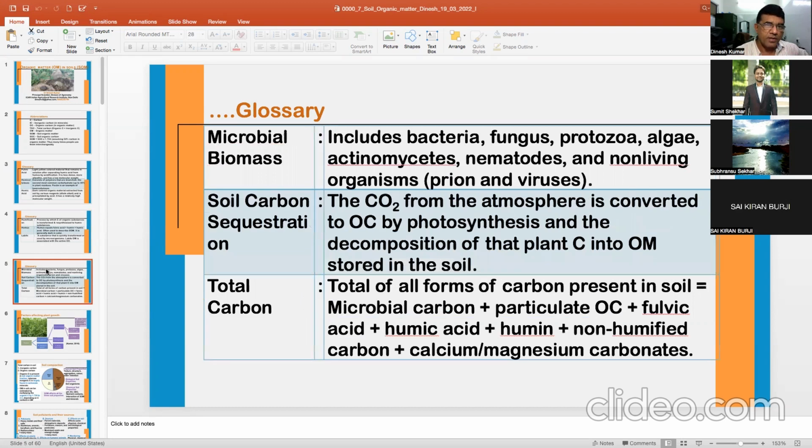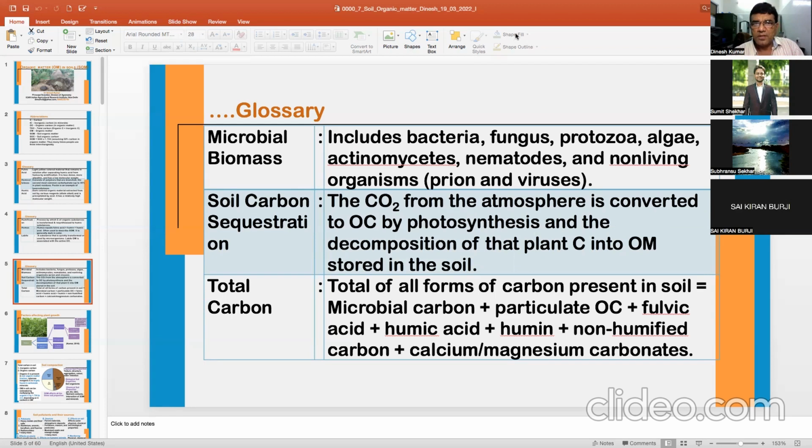Now, microbial biomass, I think I told it before also. It includes biomass of weight of all the microbes that are there in the soil, like bacteria, fungi, protozoa, algae, actinomycetes, nematodes, non-living organisms, plants, and viruses. Soil carbon sequestration. This is important. And now I want to know from you, what do you mean by soil carbon sequestration?